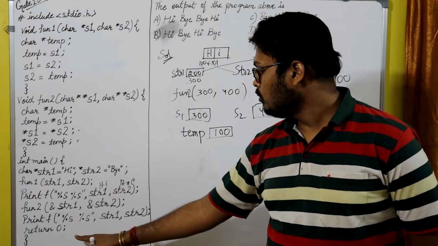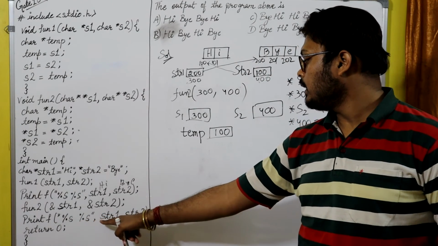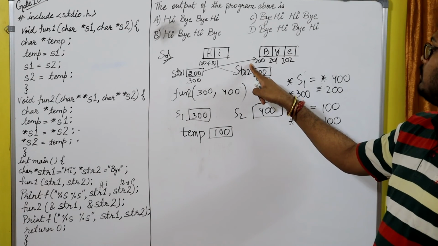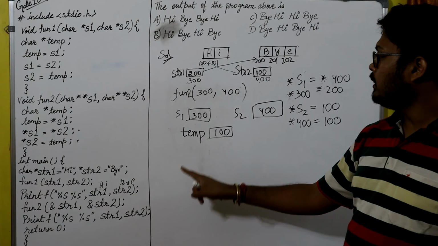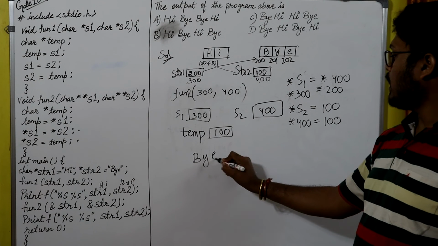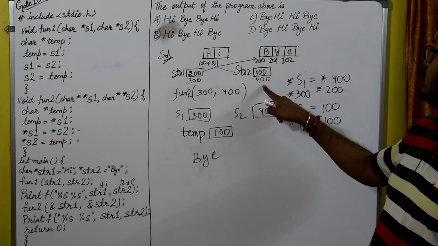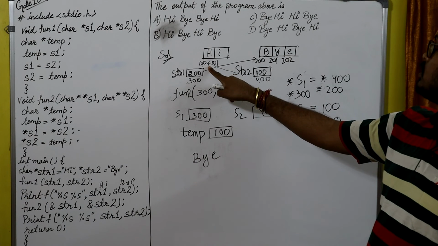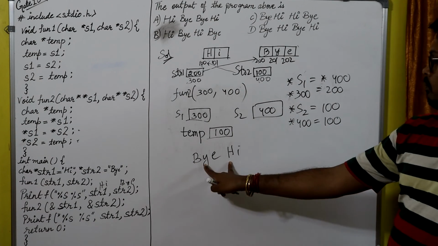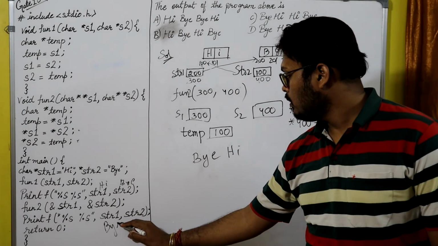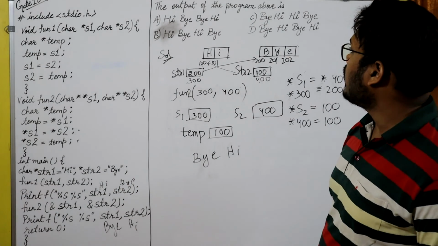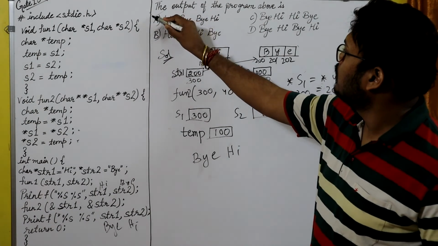So now let's come to this printf statement. Printf percentage s percentage s, str1 str2. So this time str1 means what? Base address of this array. So if you print this str1, what value will be printed? Bye. And after that str2. Str2 is pointing to this array, so it means high will be printed. So bye and high will be printed. Here it is high bye, here bye high. So what is the correct option? Option A is the correct option.